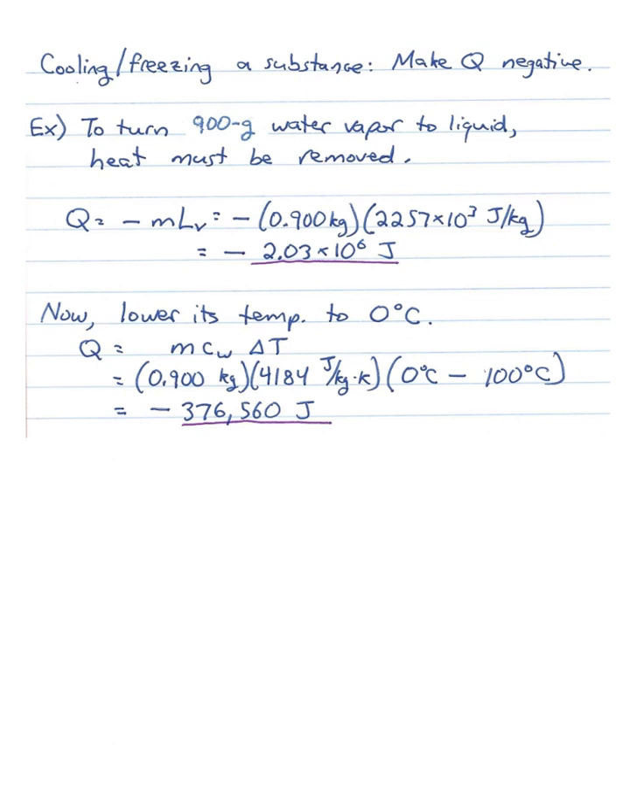Now, let's say we lower its temperature to 0 degrees Celsius. So we're taking it from the boiling point down to 0 degrees Celsius. And you can see Q equals mc delta T. We're dealing with water, so it's 4184 joules per kilogram Kelvin. Final minus initial, 0 minus 100 is negative 100. And that heat comes out negative 376,560 joules.